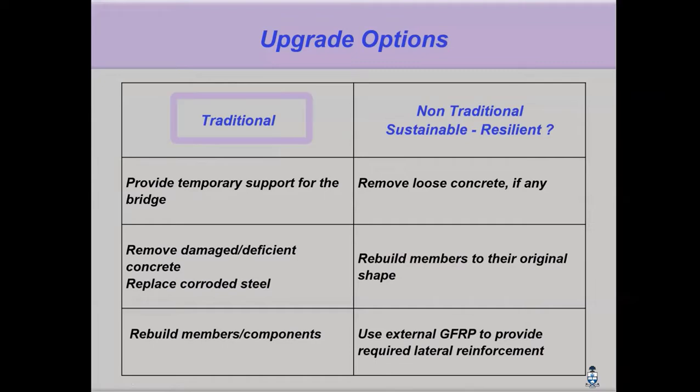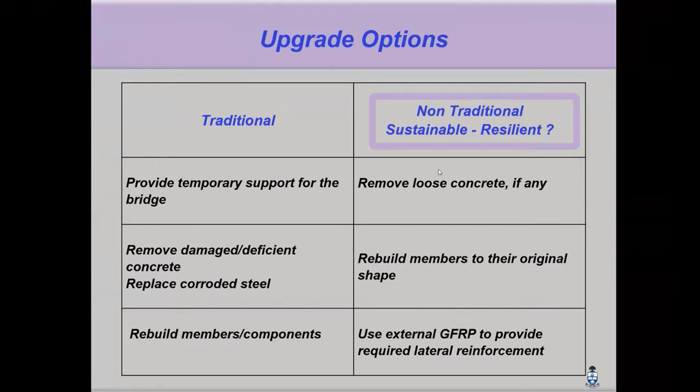The traditional way of doing this work was that you provide temporary support to the bridge, you remove all the material that has been damaged or corroded, and you rebuild the columns or any members. And that entire cost, I'm going to give a number to it, let's say for a certain project is $1 million. And if we had to do that for every bridge that is damaged, the ministry didn't have the money and had no hope of getting that money.